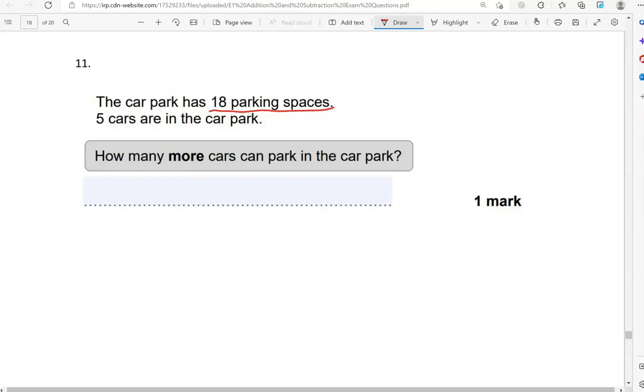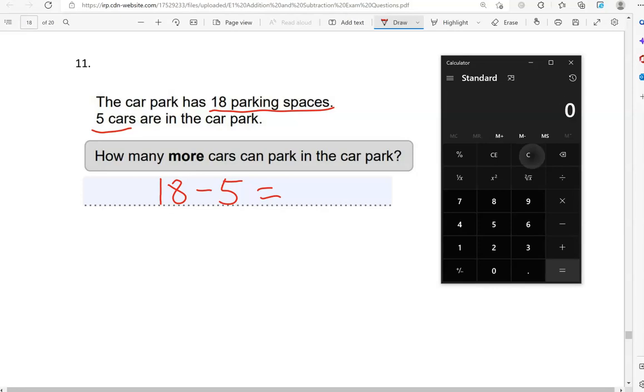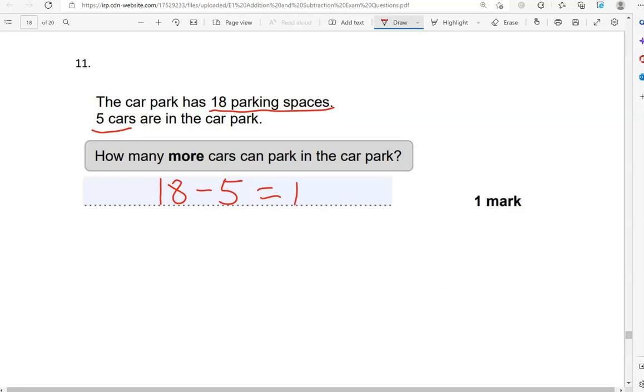So there are 18 spaces in total. 5 of them have been taken up. So take away 5. So 18 take away 5 gives us 13. That's how many more cars can park in the car park.